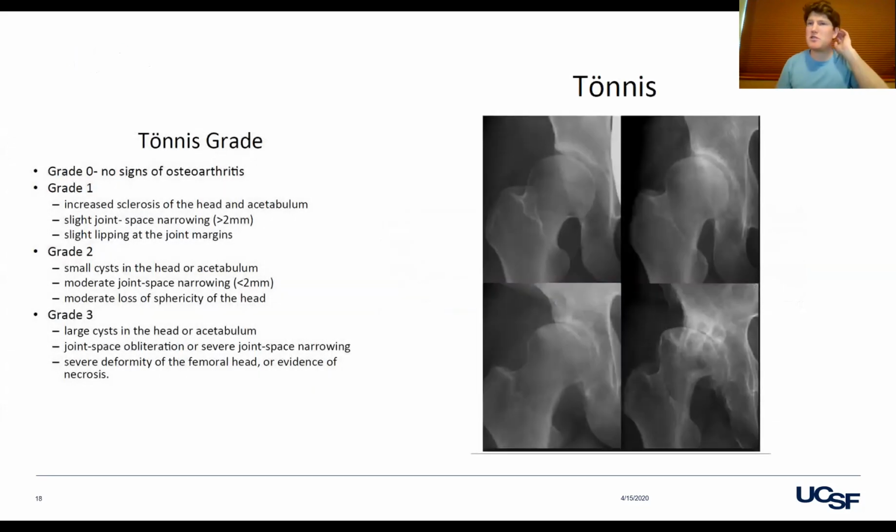Tonnis grade is something that's used more frequently in the sports clinics or in the peds clinics. Another grading system for arthritis, a little more shifted towards the milder OA for these grades, and that's why they use them in those clinics more frequently, whereas the KL is a little more shifted towards differentiating between bad arthritis grades.